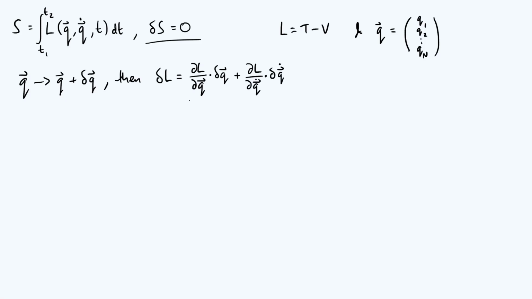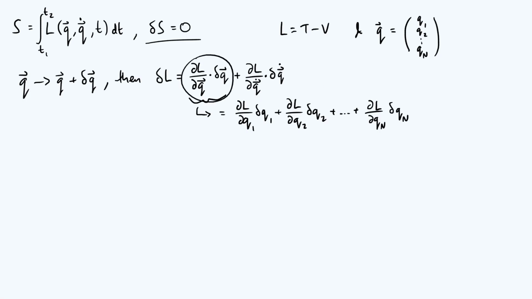So what does this differentiation by a vector notation mean? Well, it's just a shorthand for the expanded version, which is dL by dq1 times the change in q1, delta q1, plus dL by dq2 times delta q2, and so on, all added together up until dL by dqn times delta qn. So it's a much more concise way, writing it as a dot product, than having to write out all the terms, or indeed even write it out as a sum.